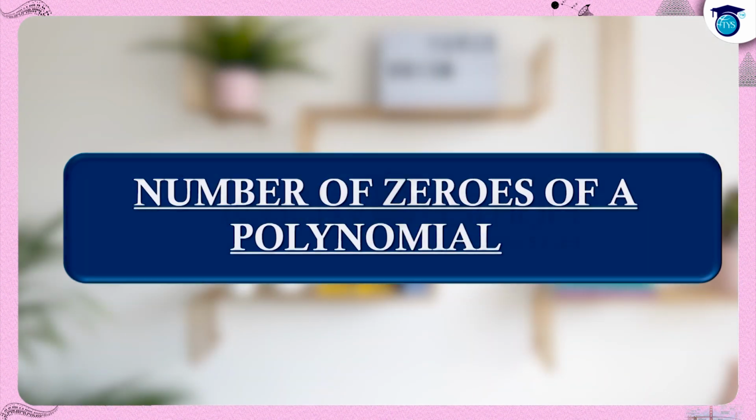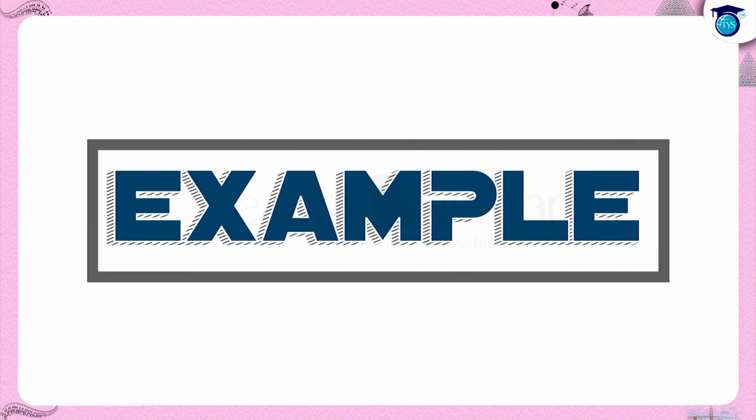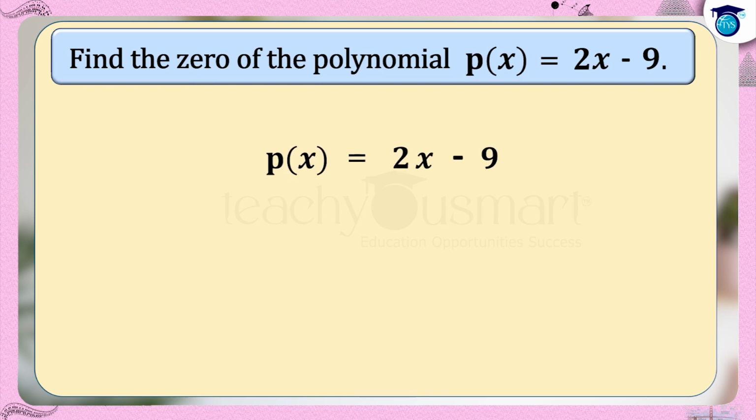Today, let's learn the number of zeros of a polynomial. Let's see it through an example. Find the zero of the polynomial p of x equals 2x minus 9. We know that the zero of a polynomial is the value of the variable for which it becomes 0. That is, to find the zero of a polynomial, equate that polynomial to 0. So here, equate p of x to 0, which implies 2x minus 9 is equal to 0.